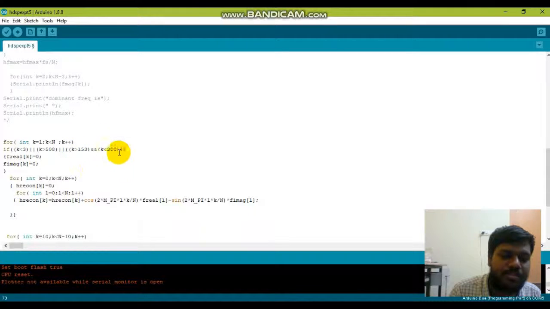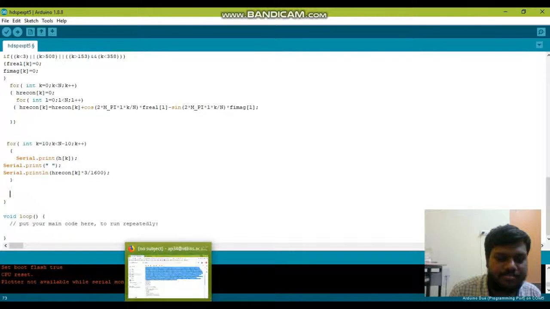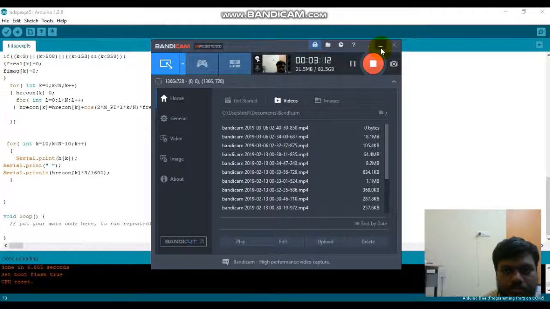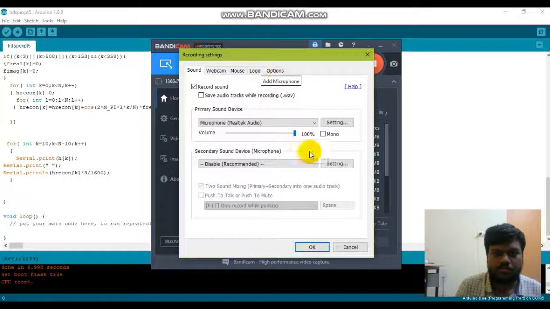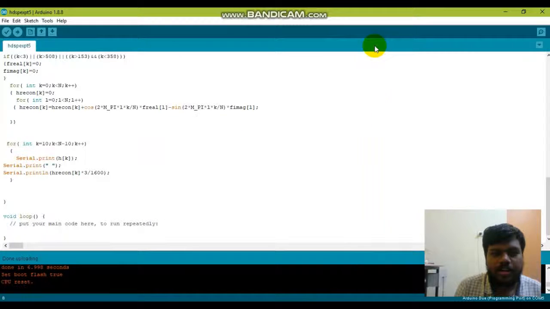And this corresponds to filtering out frequency greater than 30 Hz. Now here I am calculating the inverse DFT. Now let us have a look at the output and see if it is really getting filtered out. Now let us look at the output of the serial plotter.